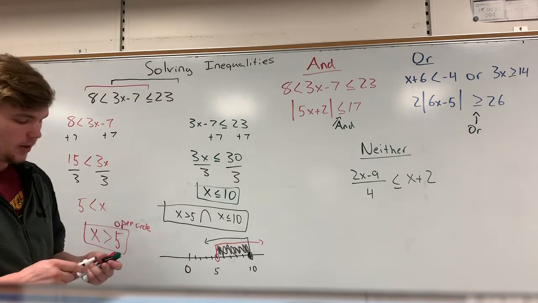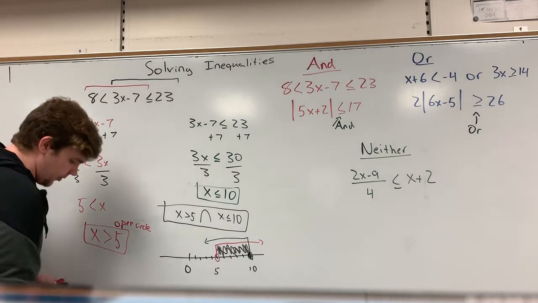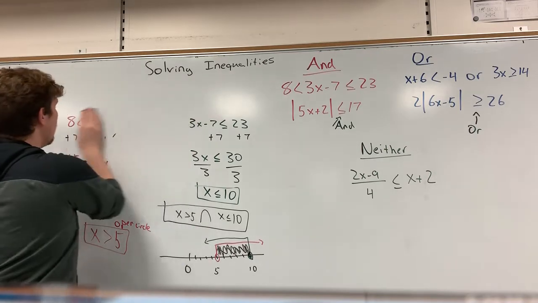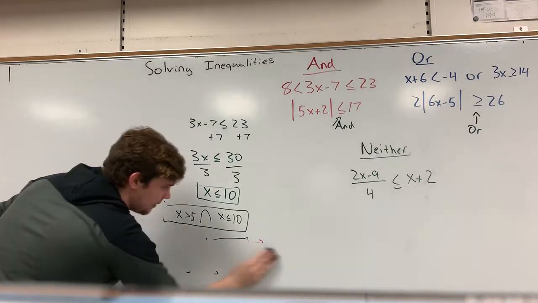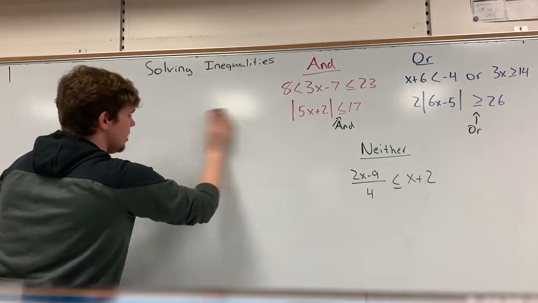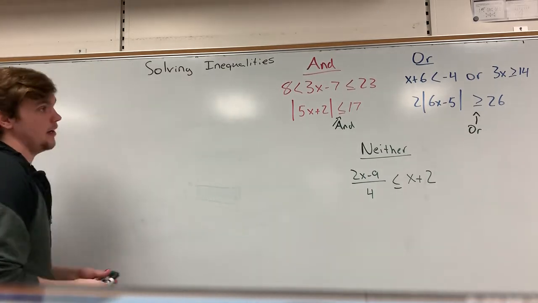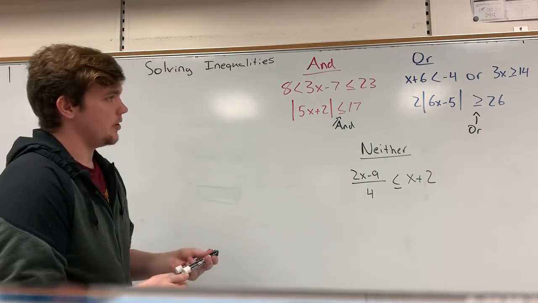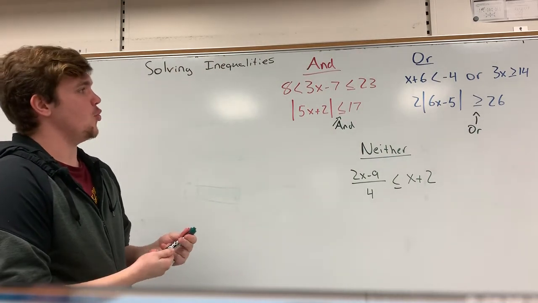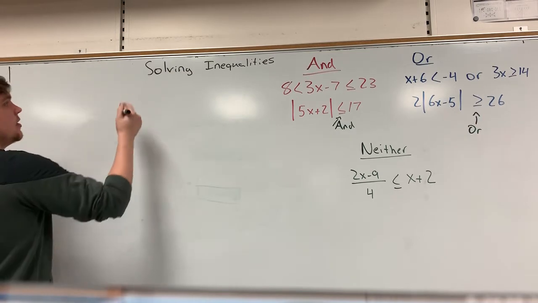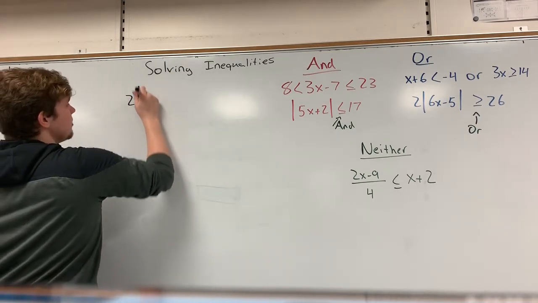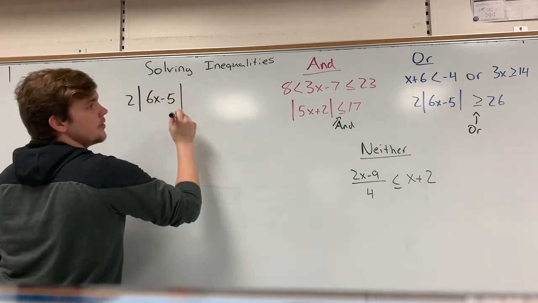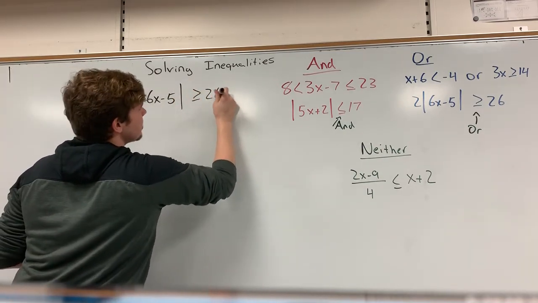Now I'm going to go ahead and erase my beautiful work, oh no, and I'm going to work an OR inequality. I'm going to pick this one right here: 2 absolute value 6x minus 5, absolute value, greater than or equal to 26.